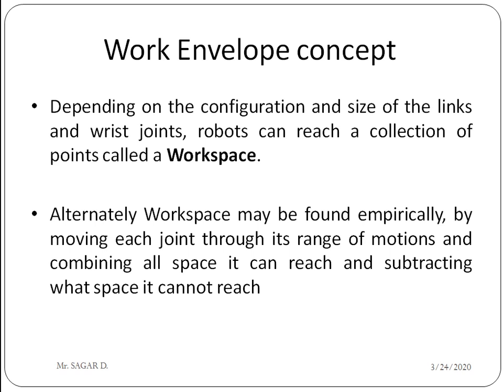Suppose this is a robotic arm. It can move upward and downward, so those are the reachable points. Starting from upward to downward, that whole portion is called the work envelope.